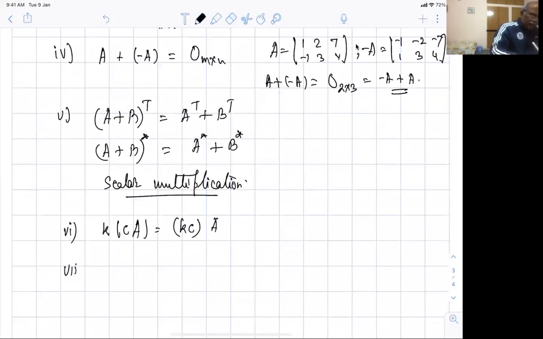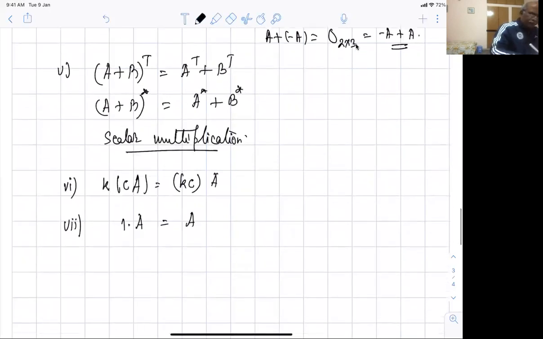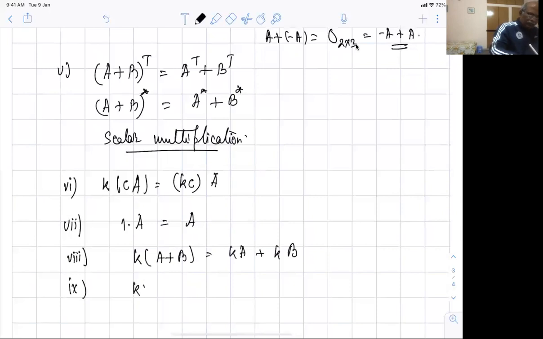Seventh property will be 1 times A is A itself. Fine. Eighth property will be K times A plus B is K times A plus K times B. So you're looking at A here. Ninth, K plus C times A will be K times A plus C times A.